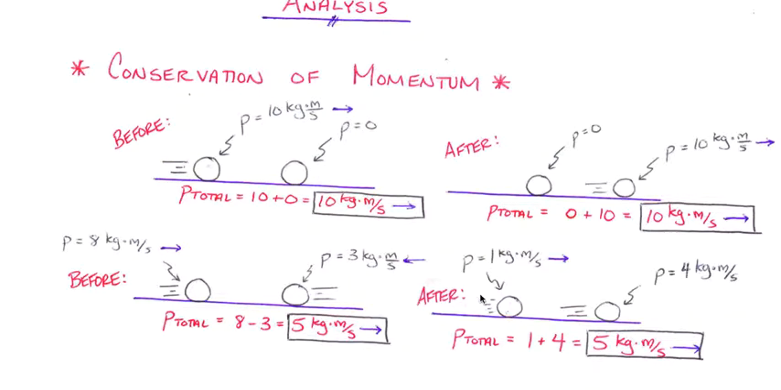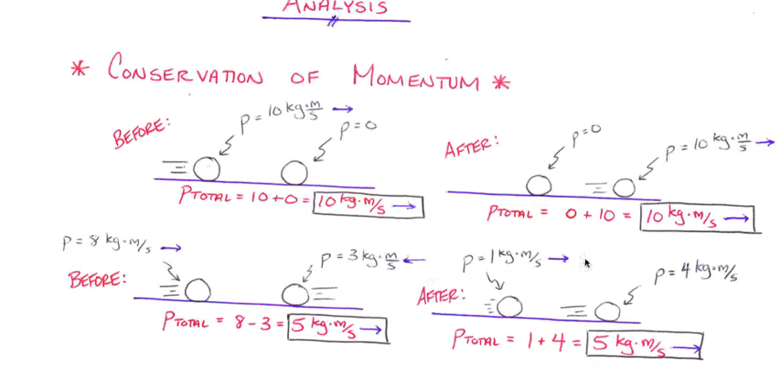Well, afterwards, if this object has its momentum reduced to 1 kilogram meter per second, but it's still traveling to the right, well, this one must be 4 kilogram meters per second, also to the right. How did I know that? Well, my total before was 5. My total afterwards must be 5. So if this one is 1, this can only be 4.